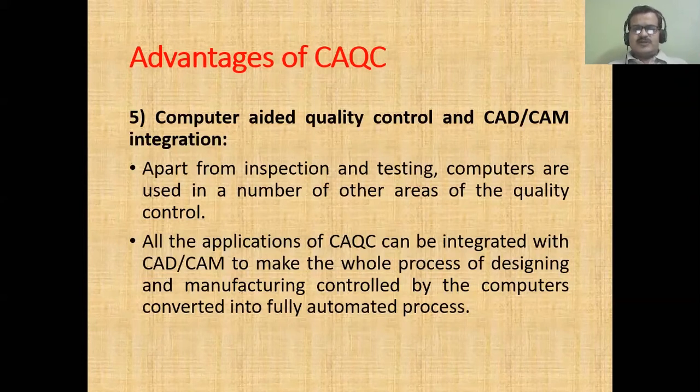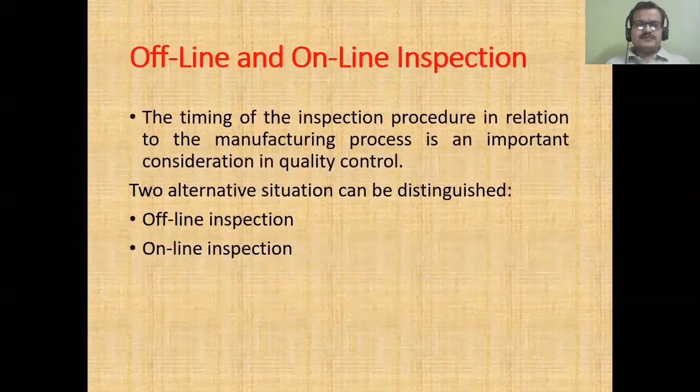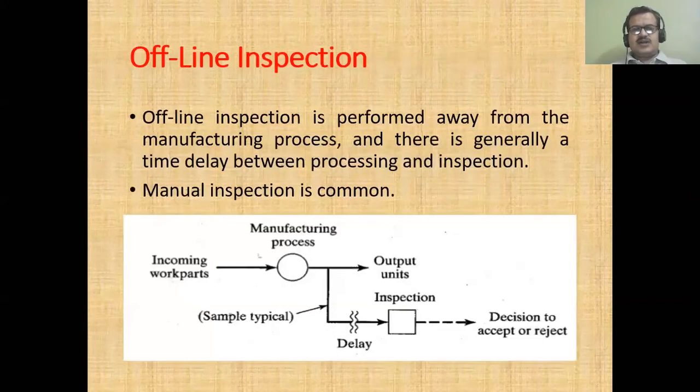Apart from inspection and testing, computers are used in a number of other areas, and we need to have integration with those areas also, like CAD, CAM, CAPP, then group technology or business functions like that. Now we started our discussion on offline and online inspection. Offline, the word itself tells you, is performed away from the manufacturing process. You can see here the manufacturing process is here.